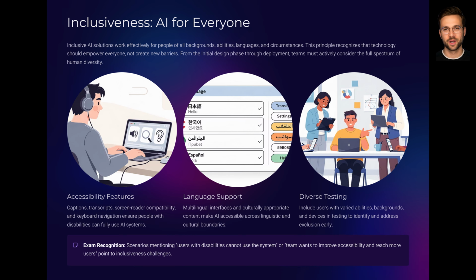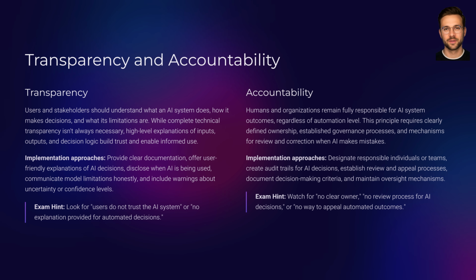Inclusiveness is about making sure AI solutions don't leave people behind. Principle 5, Transparency. Transparency means that AI systems should be understandable to the people who use them or are affected by them. This does not mean exposing all source code or model weights. But it does mean explaining what the system does and what it does not do. Making clear which inputs are used. Explaining outputs at a high level. And communicating limitations and uncertainty.